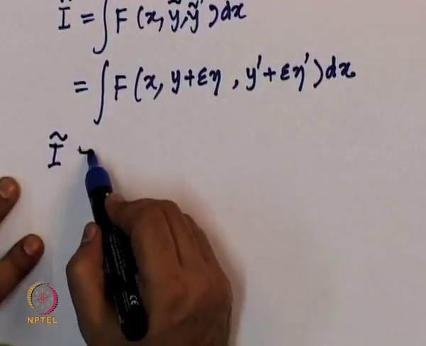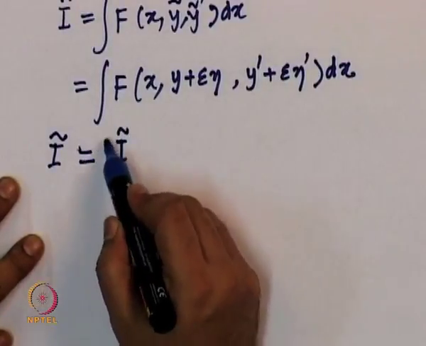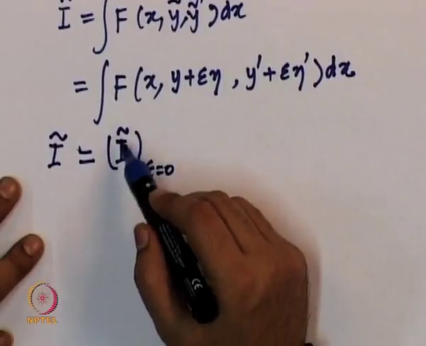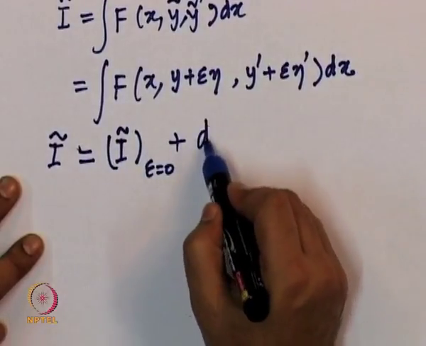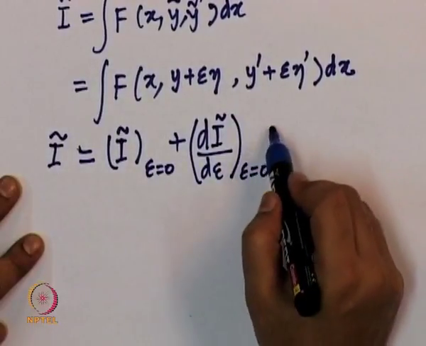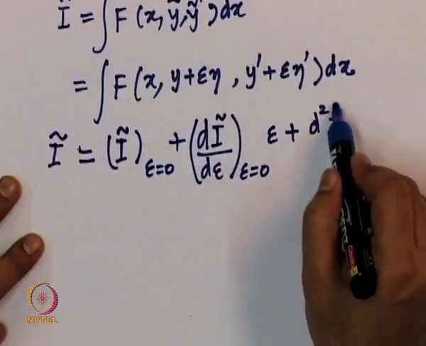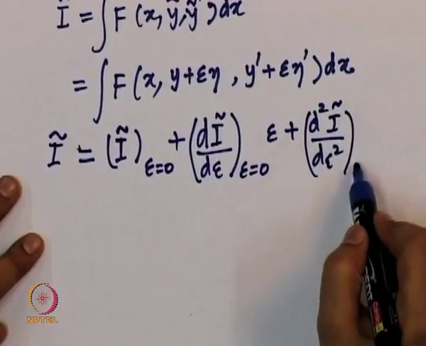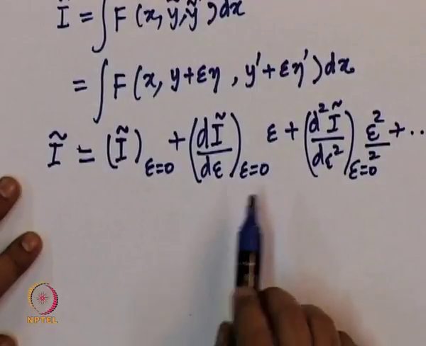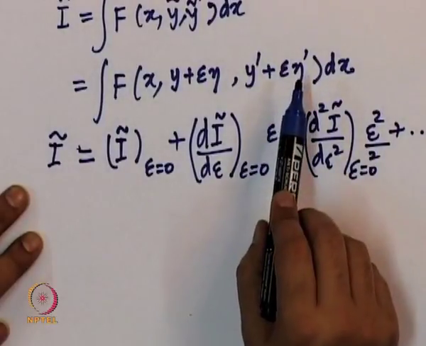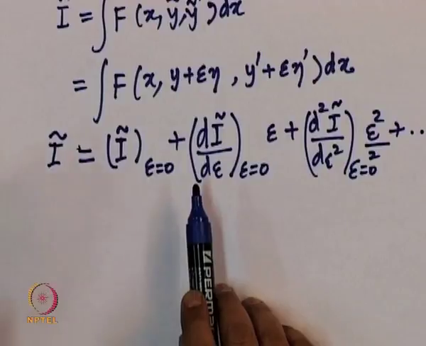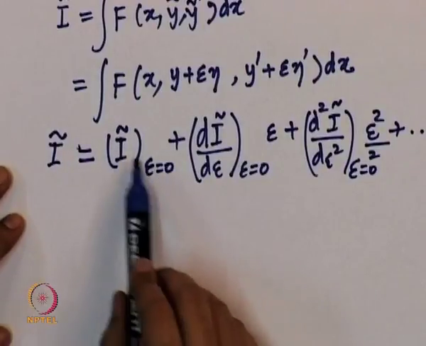If I look at I tilde as some quantity, so which is I tilde at epsilon equal to 0, that is the optimizing function I tilde, that will become I itself, plus d I tilde by d epsilon, where epsilon equal to 0 times epsilon, plus d squared I tilde by d epsilon squared at epsilon equal to 0, epsilon squared by 2 plus etc. What is this? This is nothing but the Taylor series expansion for this, because now it is dependent on only this epsilon. So, in terms of epsilon I can actually Taylor expand for I tilde. Now, I tilde when epsilon equal to 0 is nothing but I.